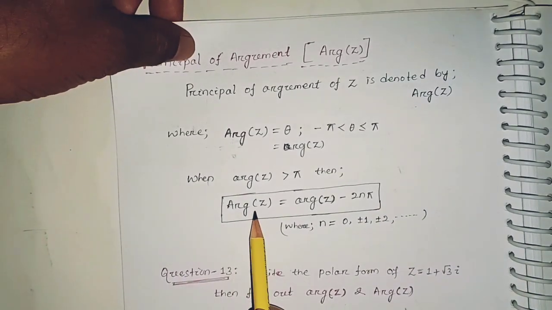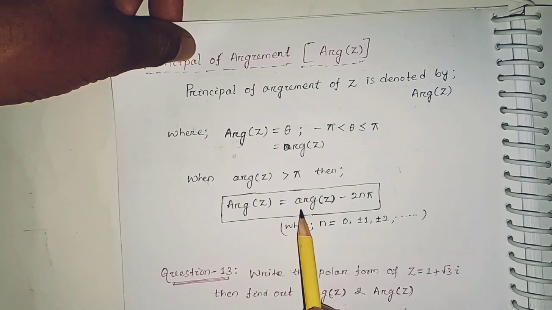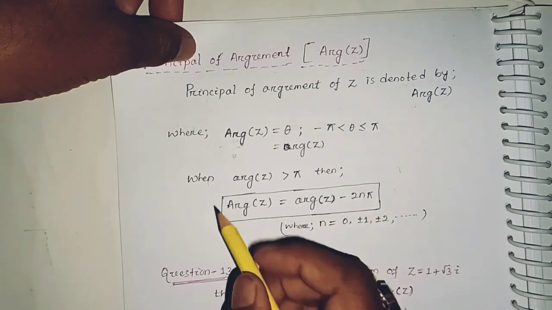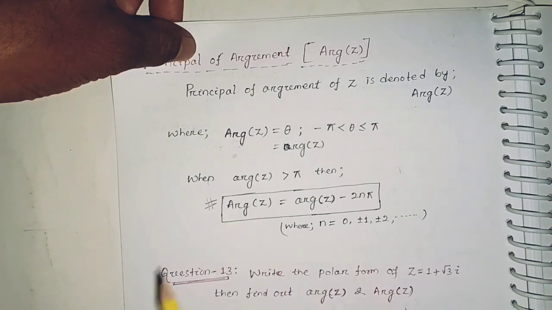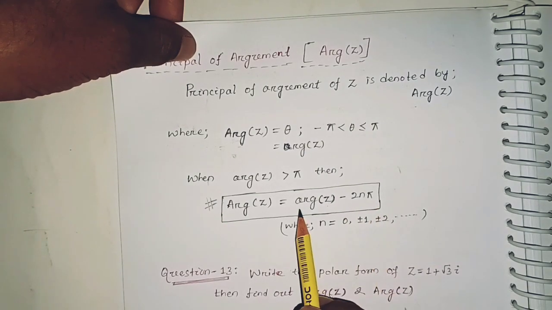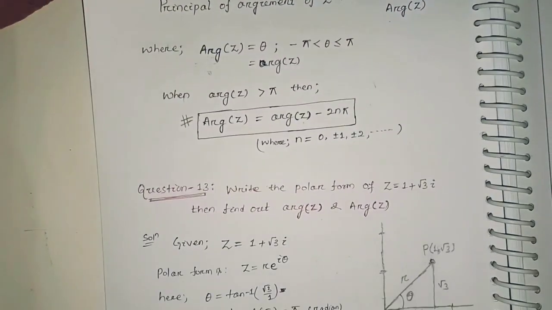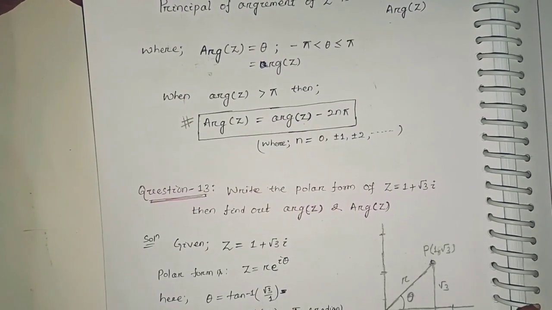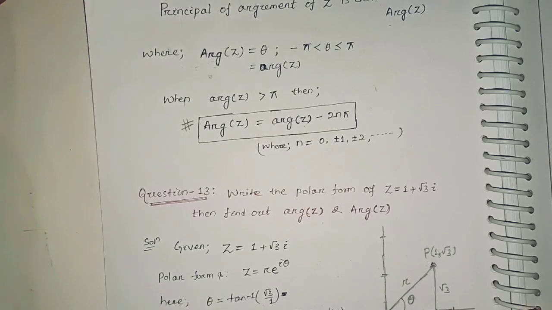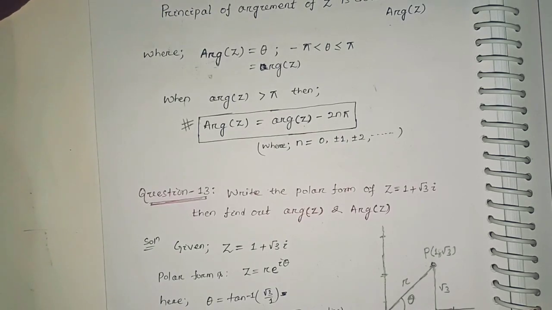Otherwise the principal of argument, capital ARG Z, will be argument of Z minus 2n pi. This is the most important expression that you have to remember. Okay, argument of Z minus 2n pi. We are going to solve some numericals from which you can clear what will be the argument of the complex number and the corresponding principal of argument.